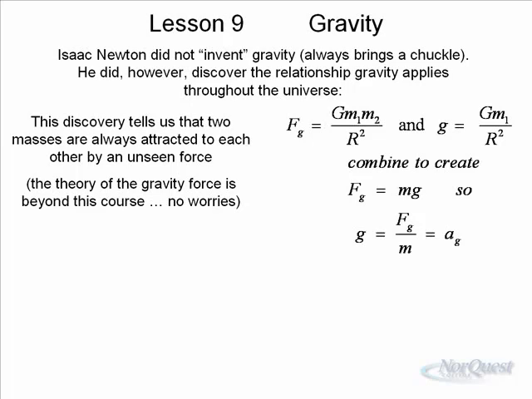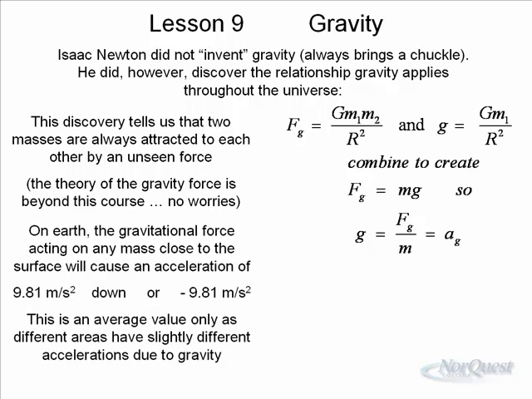So, in order to really look at the theory of gravity, we need something beyond this course, but not a problem. We can talk about the effects of gravity without really understanding the complete source of what causes gravity. But on Earth, the gravitational force acting on any mass close to the surface, that is, where you and I are sitting right now, will cause an acceleration of approximately 9.81 meters per second squared down.